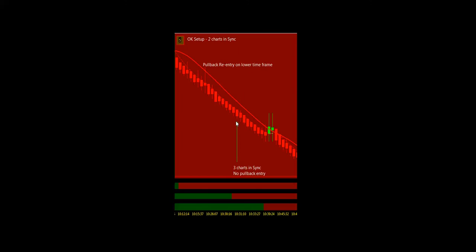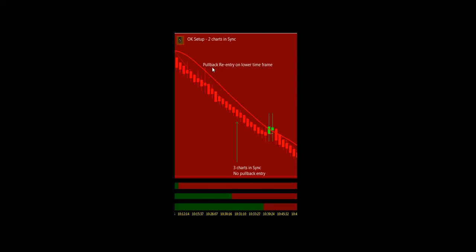Pullback re-entries on lower time frames would have happened. That's right. It didn't happen here, but if you go back up here to around the 10:15 hour, again, 3 charts in sync right here. Now that's no place to just take this; to me, that would be called chasing a trade. I wanted to look for a pullback, and that first pullback was on a lower time frame.